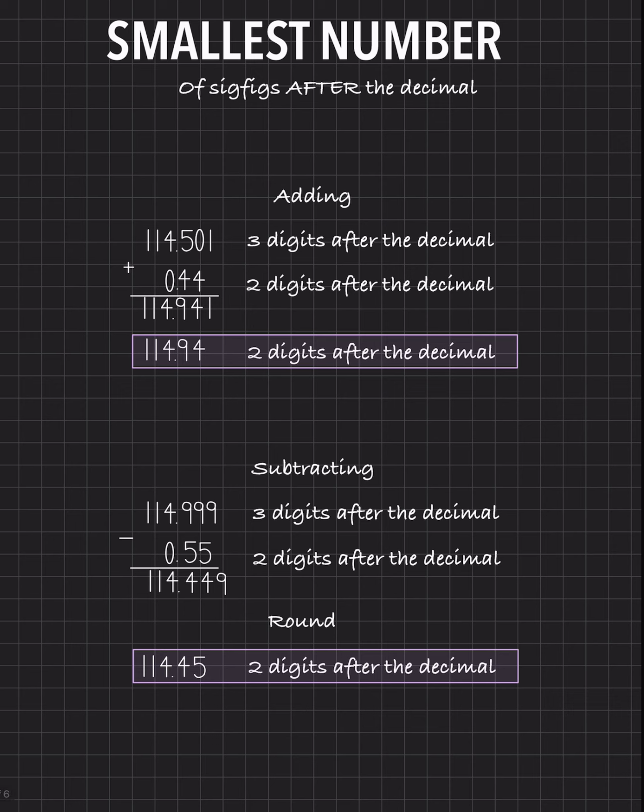So for adding and subtracting, the sig figs will be the smallest number after the decimal. So in the first example, you saw that the smallest number was 2. So that's why I did 2 digits after the decimal. The same for the subtracting example, it was 2 digits after the decimal. Let's say one was 3 and one was 4. Well, then I would do 3 digits after the decimal. So you're doing the smallest number of sig figs after the decimal for adding and subtracting.